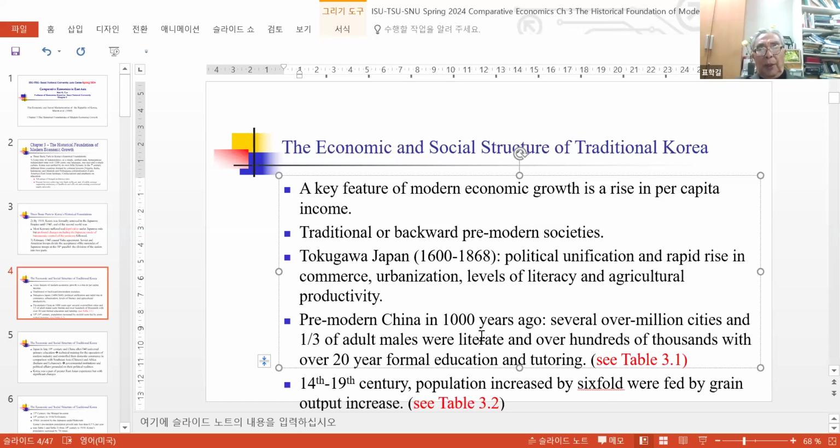Pre-modern China 1,000 years ago had several cities of over a million, and 1/3 of adult males were literate, with hundreds of thousands having over 20 years of formal education and tutoring. See, for example, table 3.1. From the 14th to the 19th century, population increased sixfold, fed by grain output increase, see table 3.2.